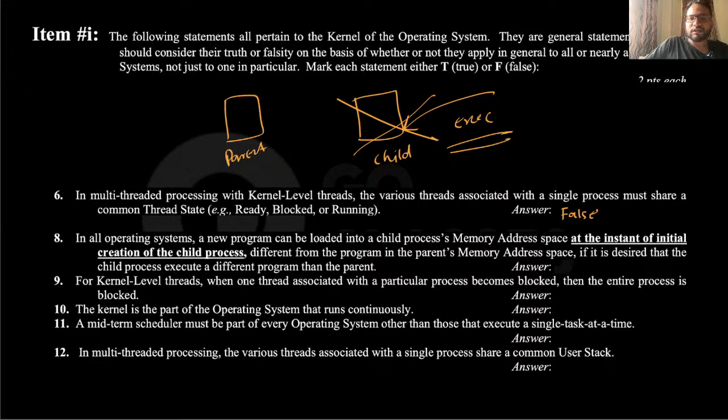So that is why this is false. Because the last line is saying if it is desired that the child process execute a different program than the parent. So if that is desired, then I will say this is false.